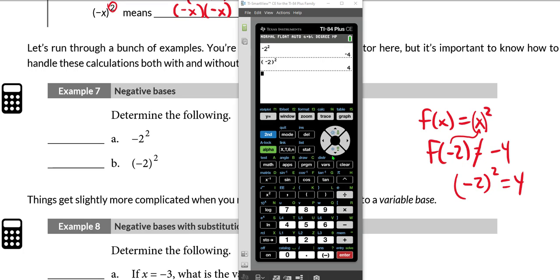Then you also can use a store function in the calculator. I have talked about this in other sections of the manual. But if we do negative 2 and then we store the negative 2 in the x key and hit enter, and then we do x squared, the calculator will do exactly what it's supposed to do and what you want it to do. It will take the negative 2, which you have stored in the x key, and it will square that negative 2 to give you a positive 4.